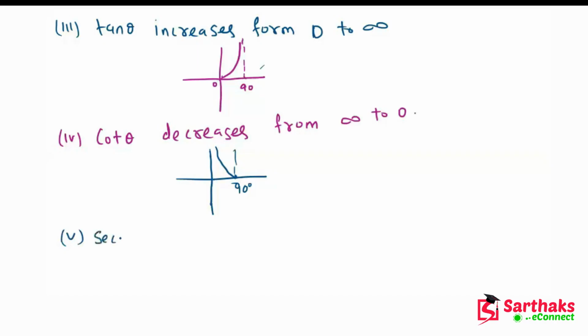Now if we talk about sec theta. Sec theta increases from 1 to infinity, like this. At 0 degree the value of sec 0 is 1, meaning it starts from 1 and goes to infinity. At 90 degree the value of sec theta is infinity.